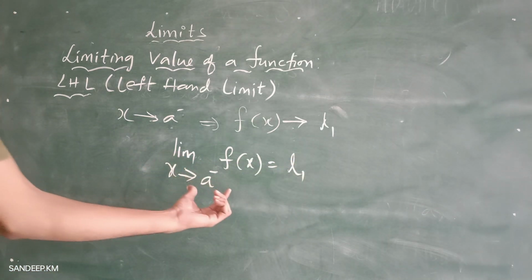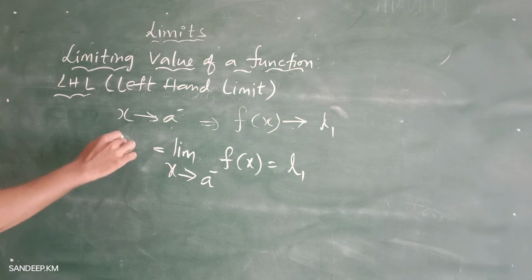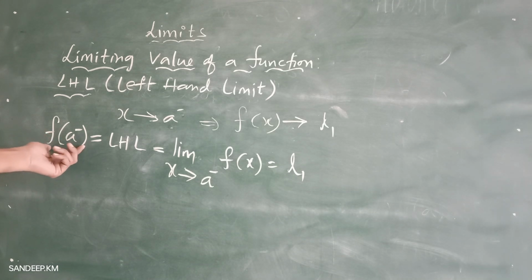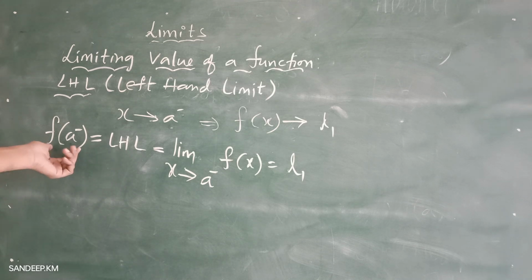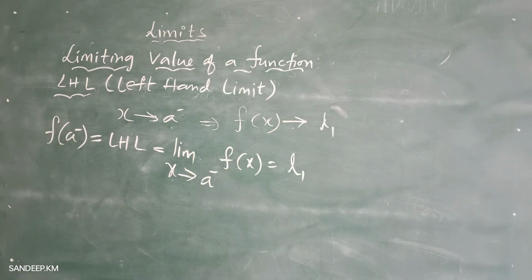So this limiting value of the function is called the left hand limit. We call it LHL, which is also called left hand limit. And we can also write this as f of a minus. When the input is just lesser than a, the output is f of a minus. Correct or not? So the left hand limit can be written as LHL or f of a minus, which is equal to limit x approaches a minus f of x. It can be some number L1.